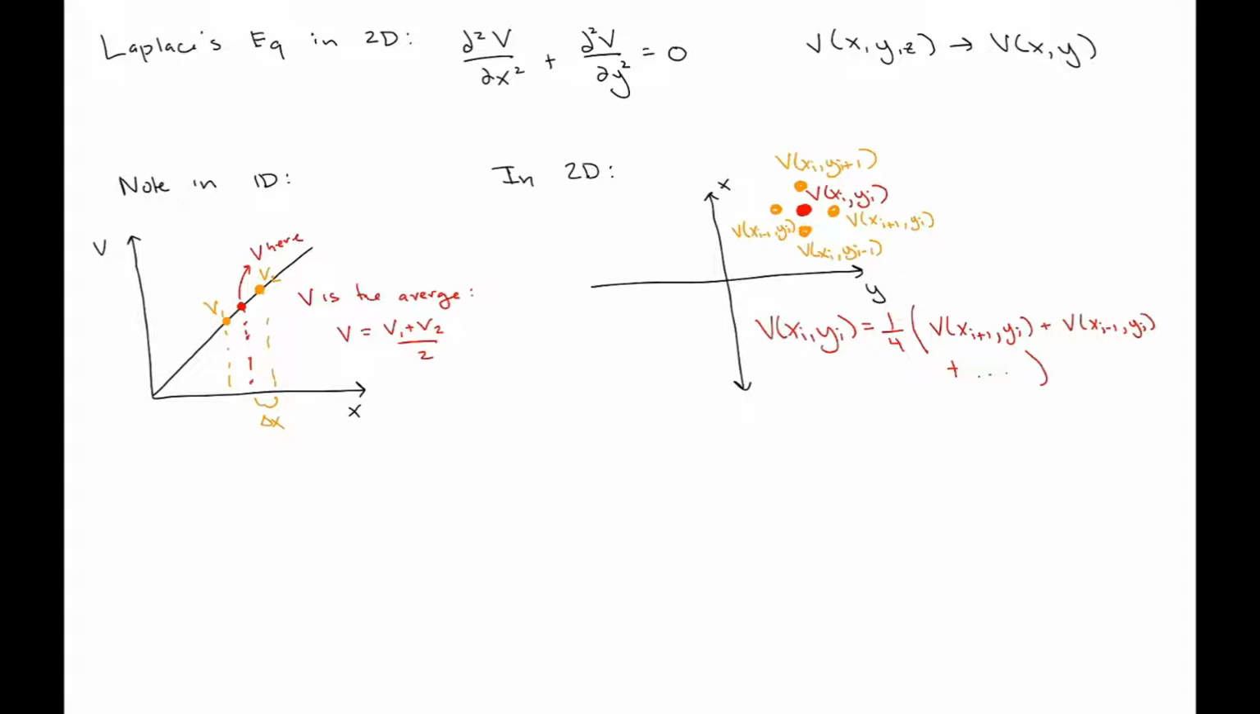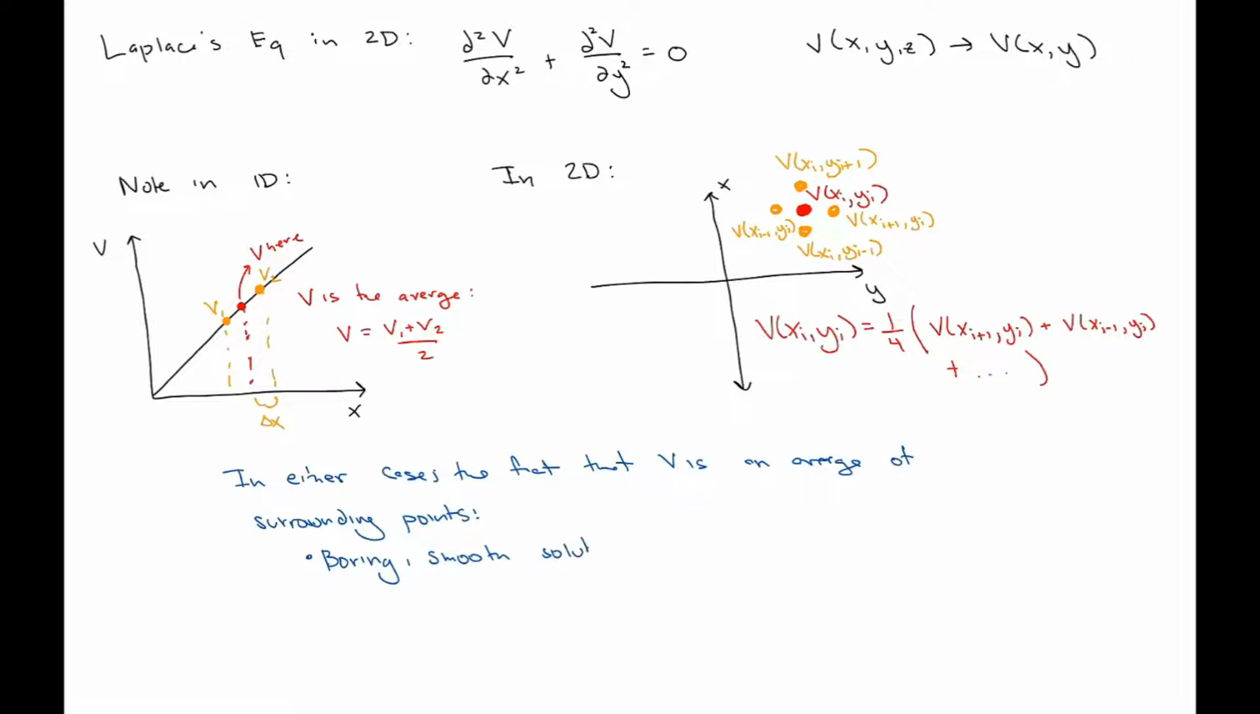In either case, the fact that V is an average of surrounding points, again, tells you that it's going to produce a boring, smooth solution, and that there cannot be any max or mins. There can be no max or mins.